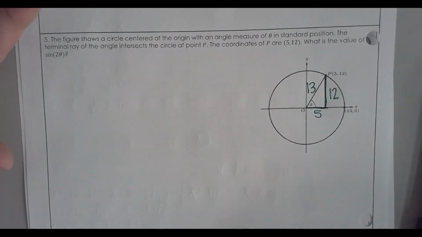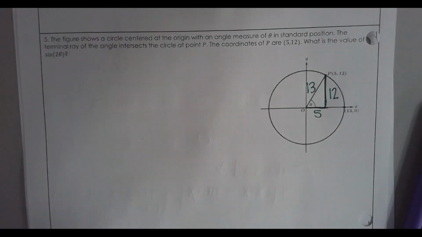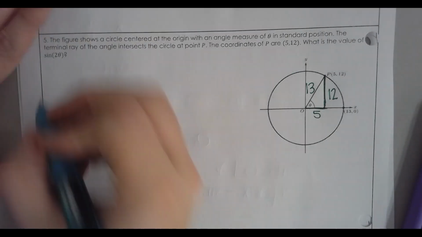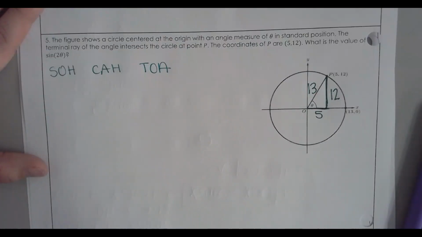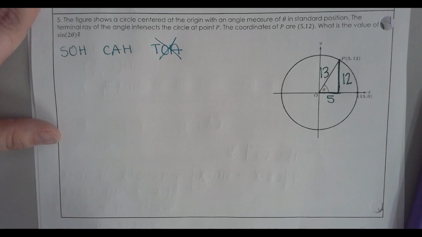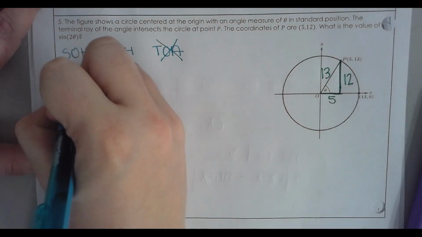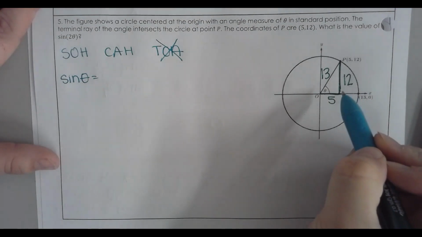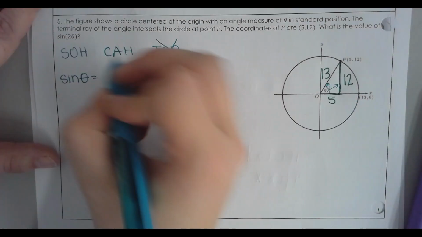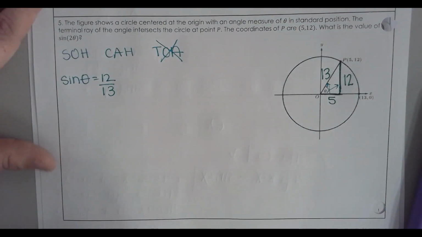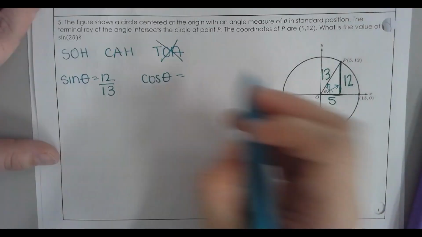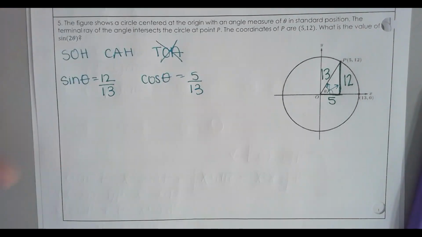This question does require SOHCAHTOA. And you're not going to need tangent. So I'm going to write sine of theta. It's opposite over hypotenuse, so 12 over 13. Cosine theta is adjacent over hypotenuse, so 5 over 13.